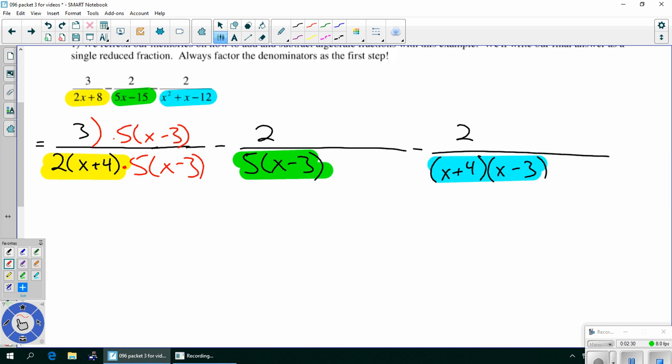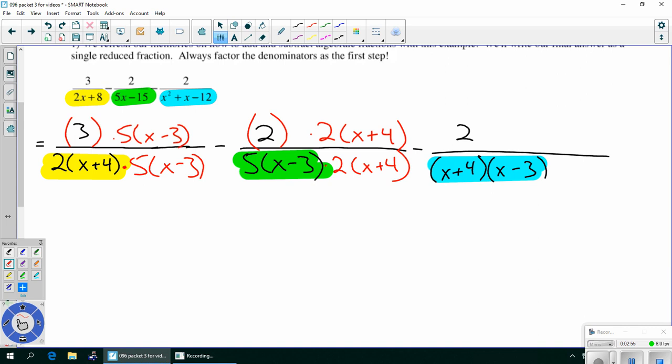Don't really need it, but I like putting bags around all of my original numerators. Okay, what's the second denominator missing that the first one has? Well, the first one has a 2 and an x plus 4, and this denominator does not have either of those. So we give this denominator both 2 and x plus 4, and therefore give the numerator the same 2 and x plus 4, and we'll give a bag around that numerator.